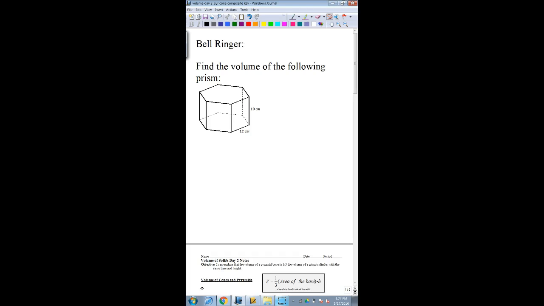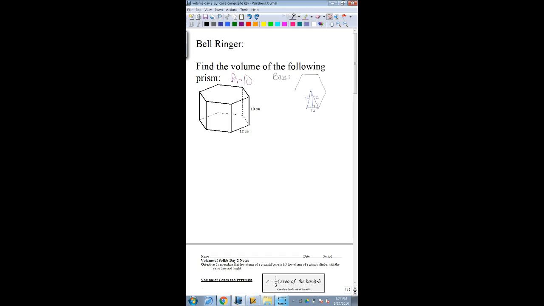As a review from yesterday, we're going to find the volume of the following prism, which is a hexagonal prism, so its bases are hexagons, and they are 10 units apart. So the height of our prism is 10. We need to find the area of the base, which is a hexagon. We know that each side length is 12.